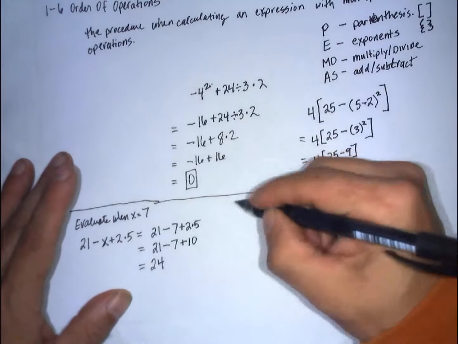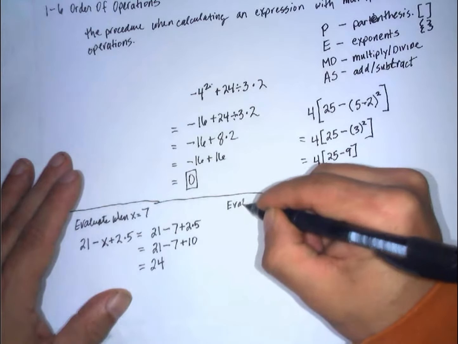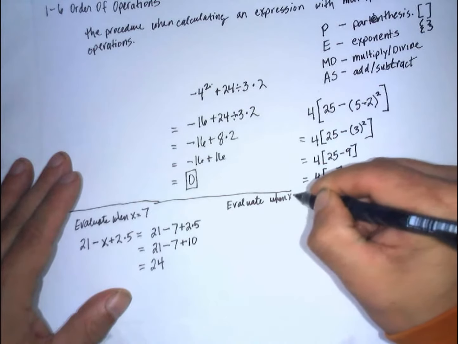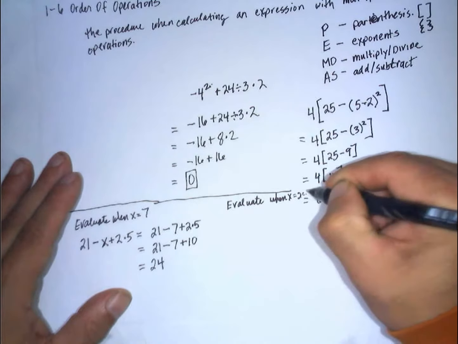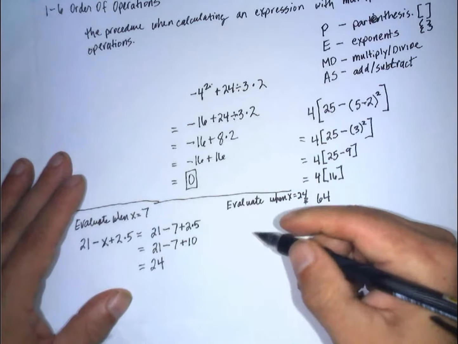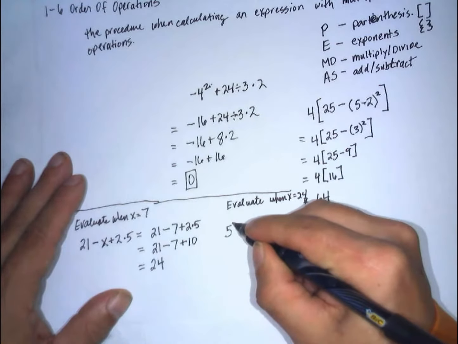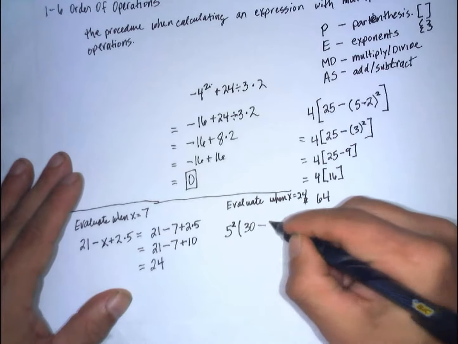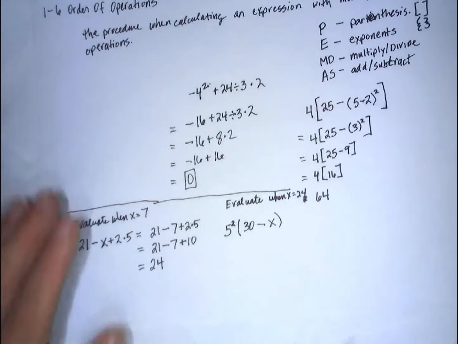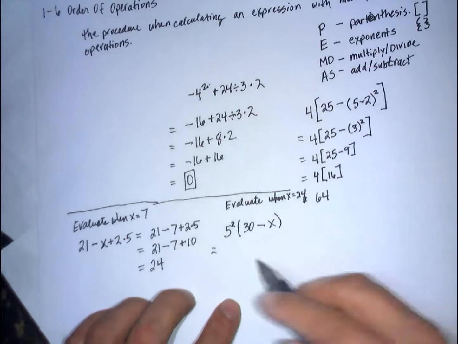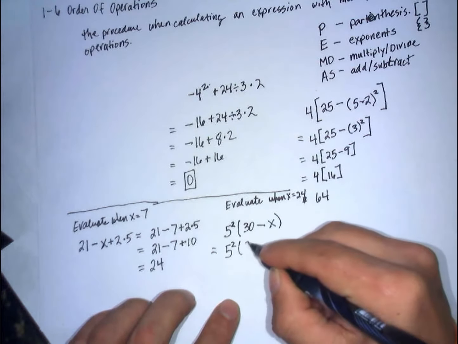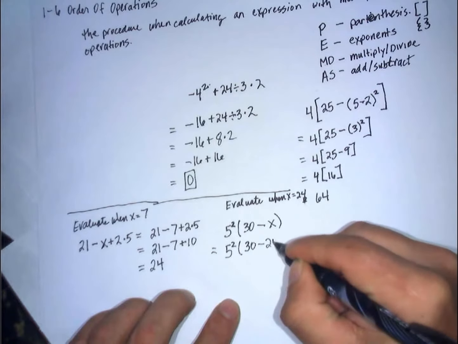Okay, let's do the same thing, except we're going to evaluate this one when x is 24. Evaluate when x equals 24, and that's going to be 5 squared times the quantity 30 minus x. Okay. So the first step to do is substitute 24 for x. So we're going to have 5 squared times the quantity 30 minus 24.